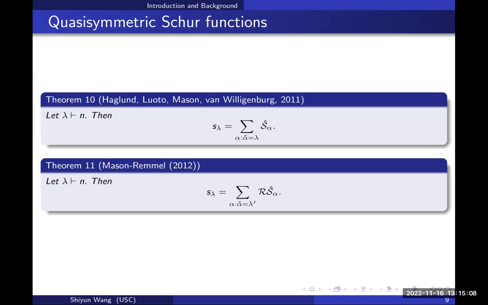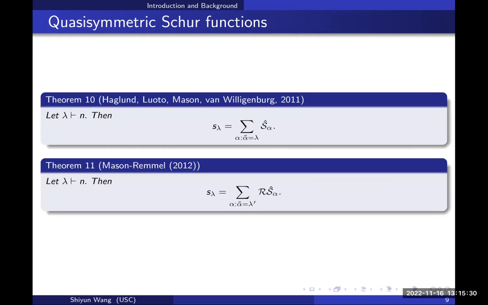And now their connection to the Schur function. The first result is expanding the Schur function in terms of the Young quasi-Schur, and then the following work, in a similar way, expands the Schur in terms of the row-strict.